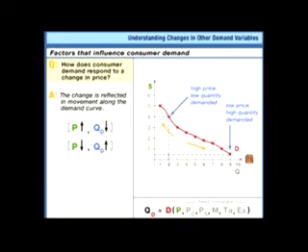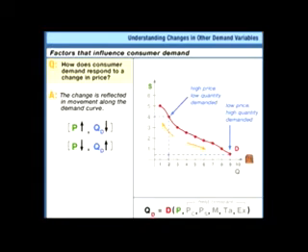Anytime you change the price of bread itself, you are moving along the demand curve. The demand curve never shifts in response to a change in the price of bread. You can never shift a curve when you're changing one of the things that's measured on the axes.